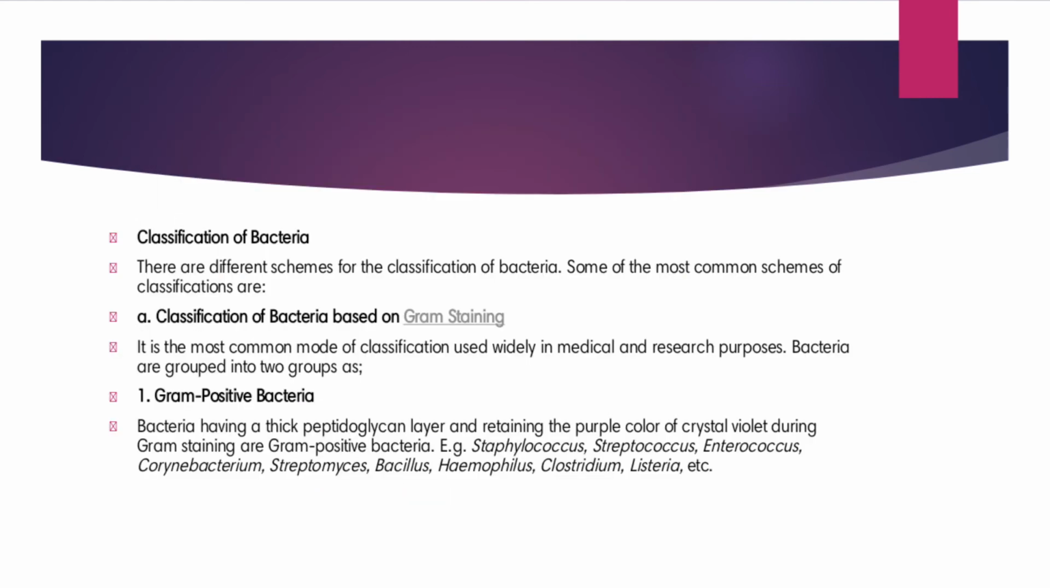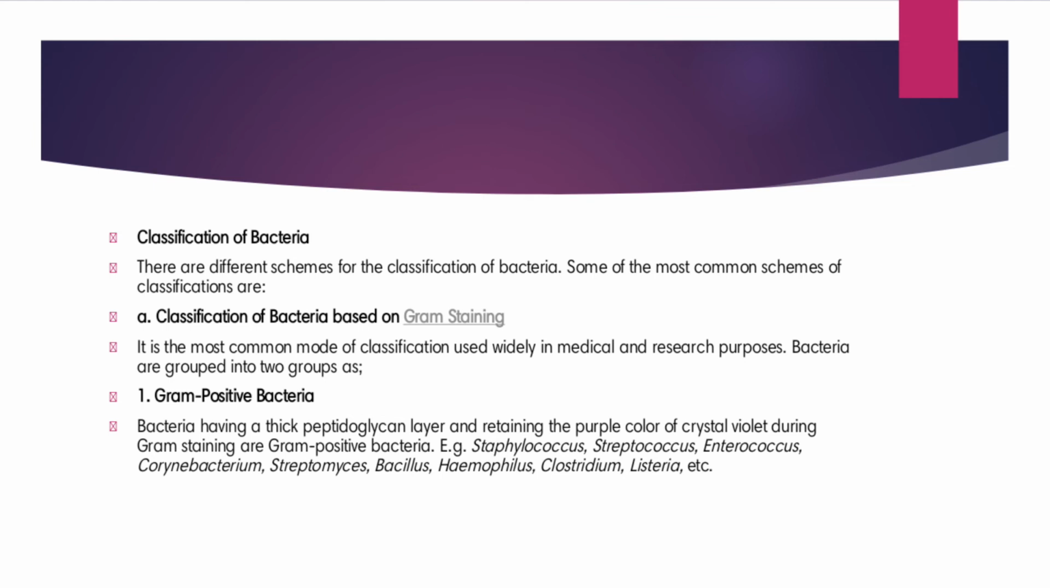Classification of the bacteria. There are different schemes for the classification of bacteria. One of the most common schemes is based on gram staining. It is the most common mode of classification used widely for medical and research purposes. They are grouped into two groups: gram positive bacteria and gram negative bacteria. Gram positive bacteria have a thick peptidoglycan layer and retain the purple color of crystal violet during gram staining.